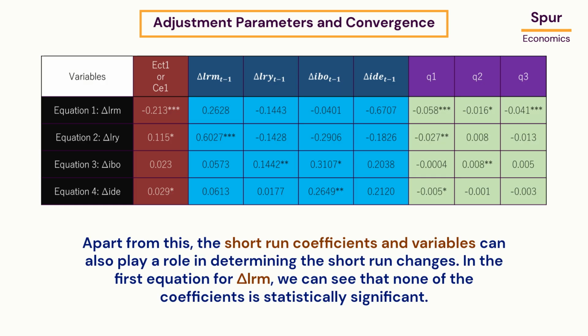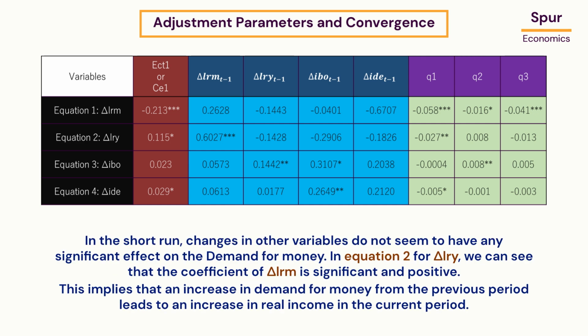Apart from this, the short-run coefficients and variables can also play a role in determining the short-run changes. In the first equation for delta LRM, we can see that none of the coefficients is statistically significant. In the short run, changes in other variables do not seem to have any significant effect on the demand for money. In equation 2 for delta LRY, we can see that the coefficient of delta LRM is significant and positive. This implies that an increase in demand for money from the previous period leads to an increase in real income in the current period. The other short-run coefficients and their effects can also be understood in a similar manner.